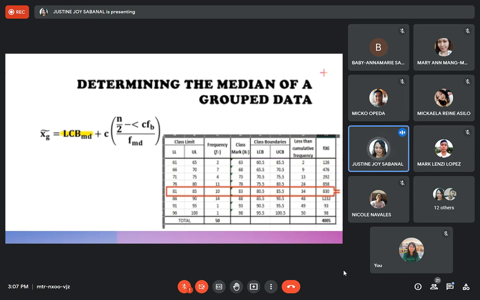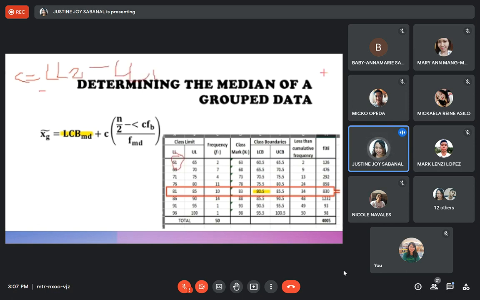Go on po. Ano yung value under LCB? 80.5. Correct. So, we have 80.5. So, yung class size naman po, madedetermine natin yan by subtracting the lower limit of the second class and the lower limit of the first class. So, dito lang po yan.